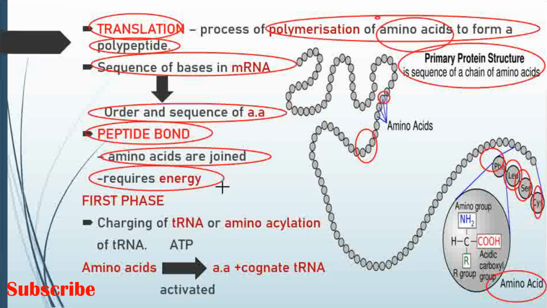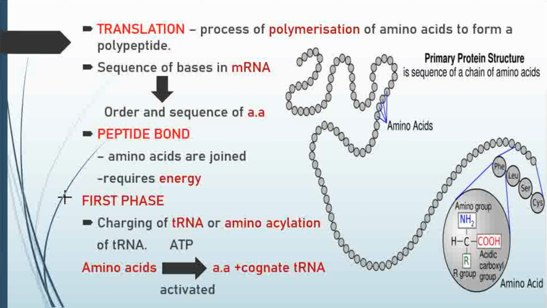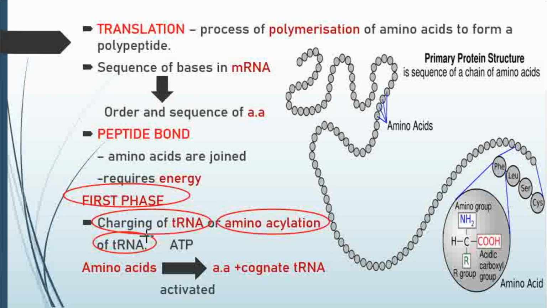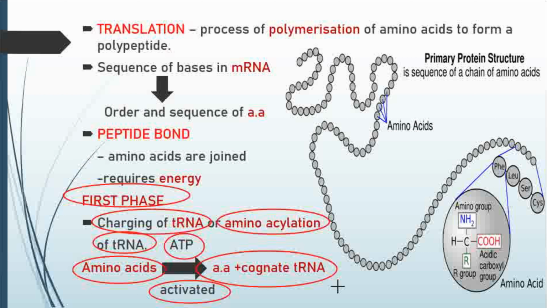Energy is needed. So in the process of translation, in the first phase there occurs charging of the tRNA, or we can call it aminoacylation of the tRNA. What happens here is, in the first phase the amino acids are getting activated in the presence of ATP. ATP is an energy-rich molecule, right? So in the presence of ATP, the amino acids are activated and linked to their cognate tRNA.